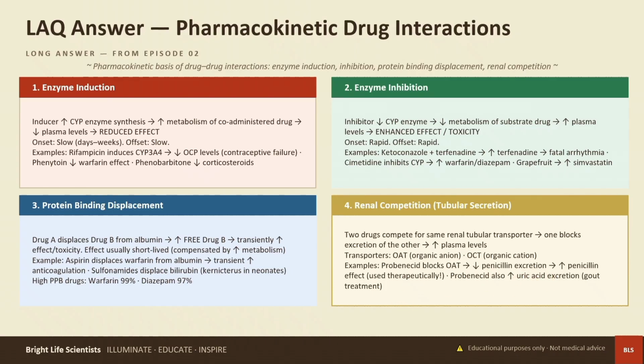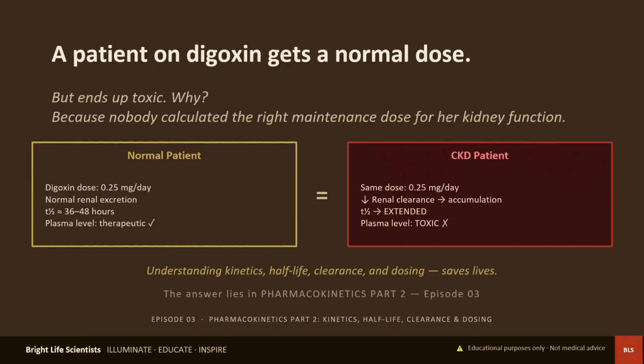A patient on digoxin gets the normal dose but ends up toxic. Why? Because nobody calculated the right maintenance dose for her kidney function. On the left, a normal patient takes 0.25 milligrams of digoxin per day. Her kidneys excrete it normally. Her half-life is 36 to 48 hours. Her plasma levels stay therapeutic.